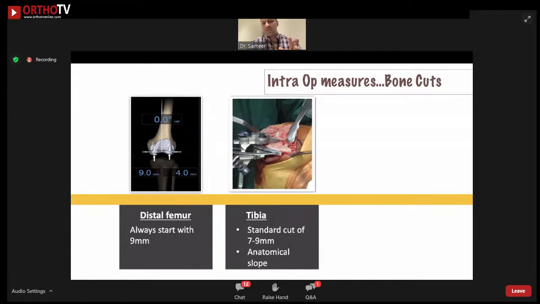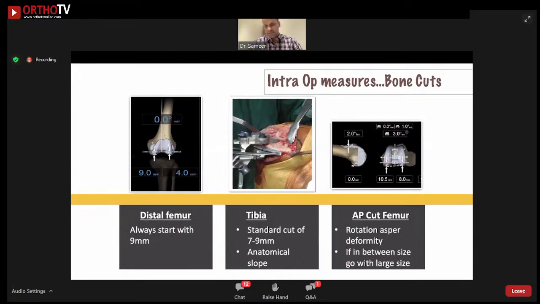Almost always, there is confusion whether you give more slope or less slope. If you cut a tibia in varus, your MCL relaxes. And if you cut more posterior slope, your posterior capsule relaxes and you will get extension. But some recommend that you take a neutral cut. If you take a neutral cut, that will tether the posterior capsule and limit the extension. So always go for an anatomical slope.